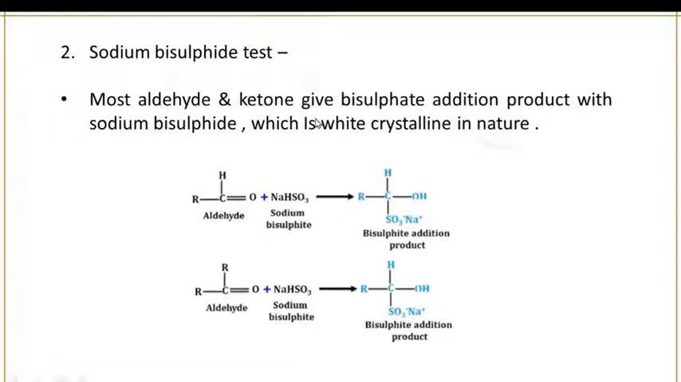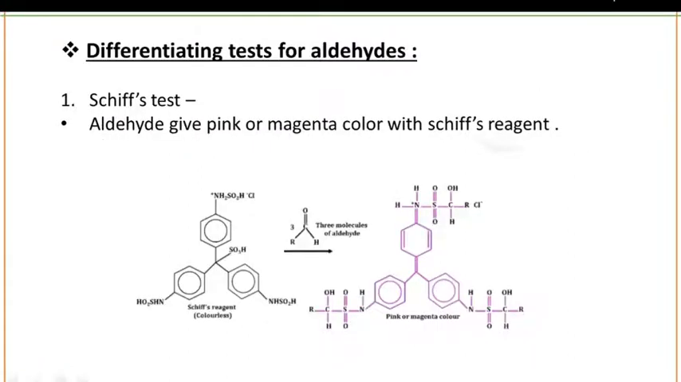Second test is the sodium bisulfite test. Most aldehydes and ketones give a bisulfite addition product with sodium bisulfite, which is white crystalline in nature. Okay. Next is the differentiating test for aldehydes. We have number 1, the Schiff test. First of all, Schiff reagent has the structure like this. Aldehyde gives pink or magenta color with Schiff reagent. As you can see here, 3 moles of aldehyde when reacting with Schiff reagent, that is colorless, will lead to the formation of a pink or magenta color compound.